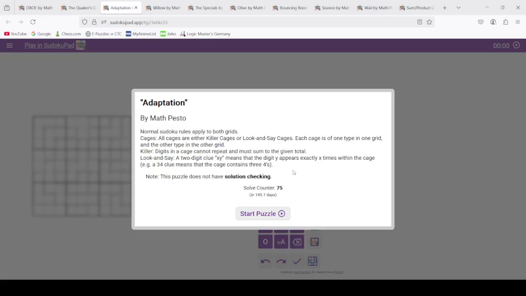Adaptation. Normal Sudoku rules apply to both grids. Cages. All cages are either killer cages or look and say cages. Each cage is of one type in one grid, and the other type in the other grid. Killer. Digits in a cage cannot repeat and must sum to the given total. Look and say. A two-digit clue, xy, means that the digit y appears exactly x times within the cage. Example given. A 3-4 clue means that the cage contains 3 4s.